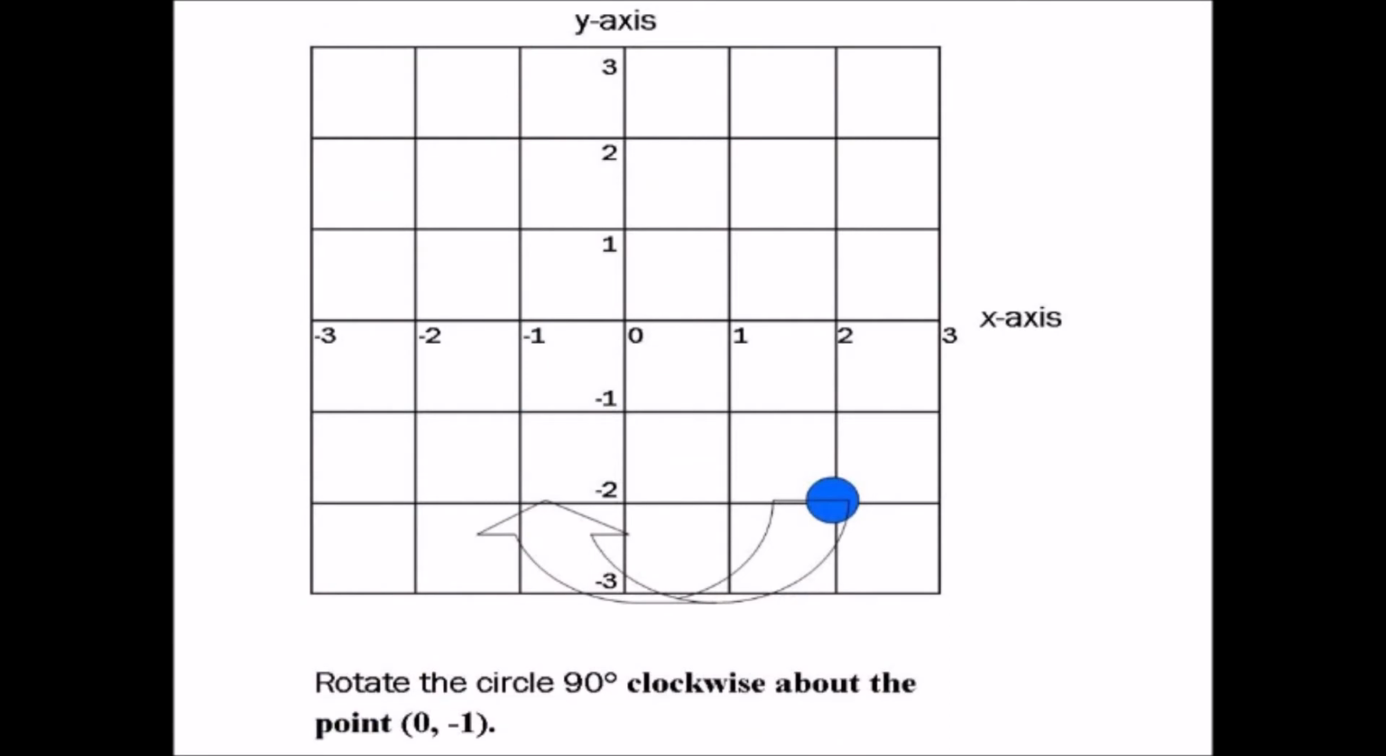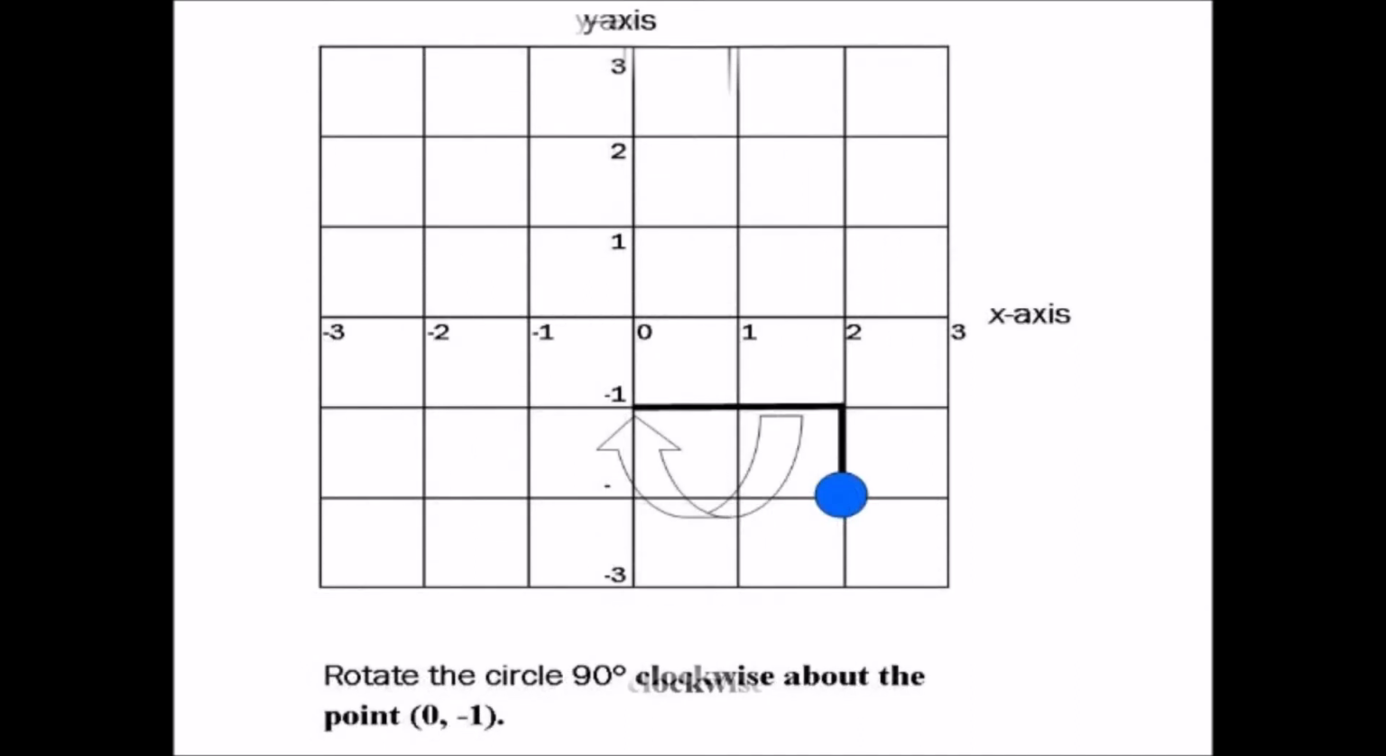Okay, now still dealing with the circle. Rotate the circle 90 degrees clockwise about the point 0, -1. So you have to first of all know where you're going. If you're rotating it clockwise and you're down at the bottom two quadrants, you will move it to the quadrant to the left. You're going to move it to the left because you're going clockwise. So right away, that's the first thing you need to realize, where you are going.